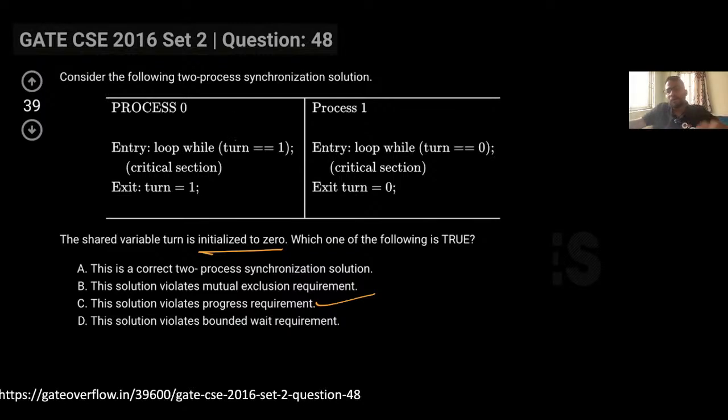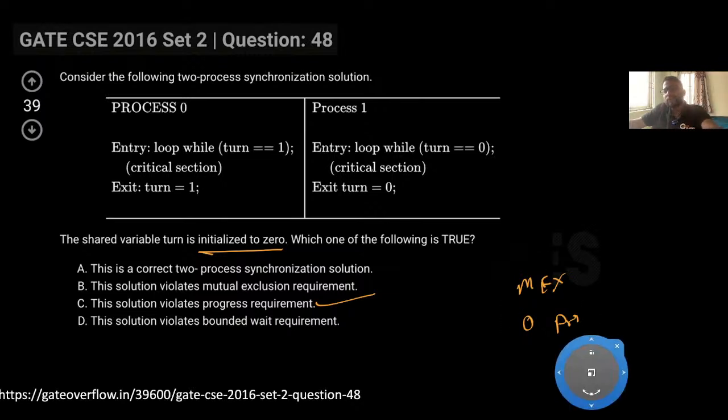Just do one approach. First check whether both the processes are trying to enter at the same time. Then check how many you can allow. If both processes want to enter at the same time, check how many you are allowing. If you are allowing 2, then mutual exclusion is not there. If you are allowing 0, then progress is not there, there is a deadlock. And if you are allowing exactly 1, then both are there.